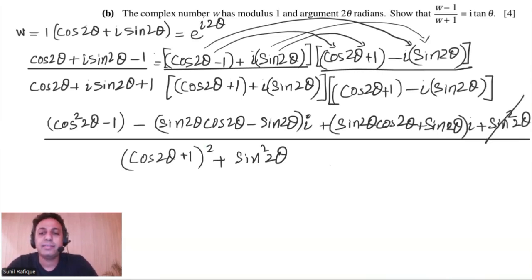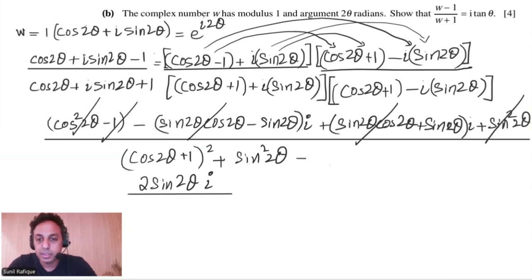I know that this and this will cancel each other. Why? Because the sine squared plus cos squared is a Pythagorean identity, the unit circle identity, that's a 1, and minus 1 becomes a 0. So the numerator now becomes, so when you expand the bracket, this will cancel each other out as well. So minus minus is a plus, you get a sine 2 theta positive and another sine 2 theta positive. So the numerator will now look like 2 sine 2 theta, and there is an iota as well.